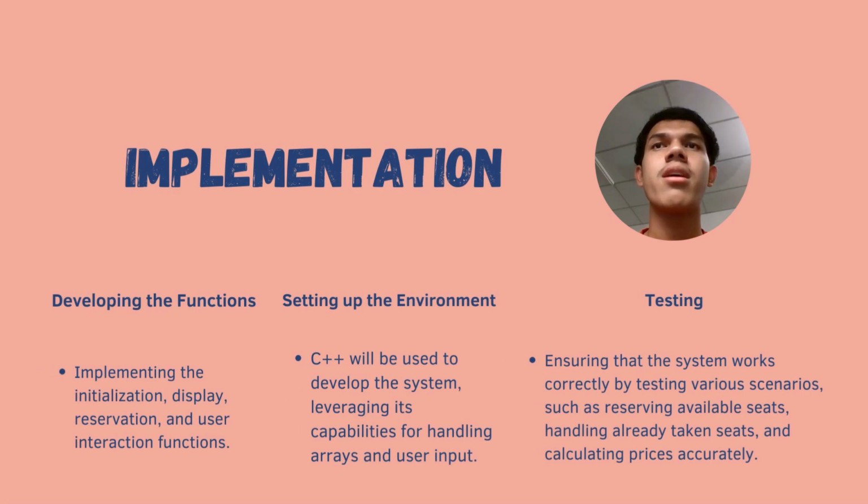Next, implementation. For the first one, developing the functions, for example, implementing the initialization, display, reservation, and user interaction functions. Next, setting up the environment. For example, C++ will be used to develop the system, leveraging its capability for handling arrays and user input. And the last one, testing, to ensure that the system works correctly by testing various scenarios such as reserving an available seat, handling an already taken seat, and calculating price accurately.